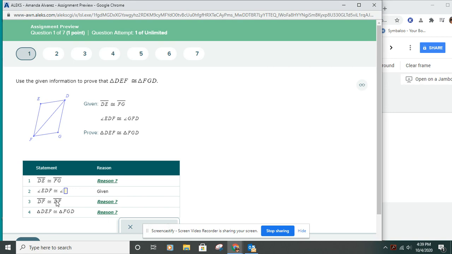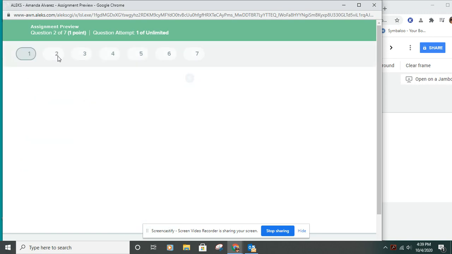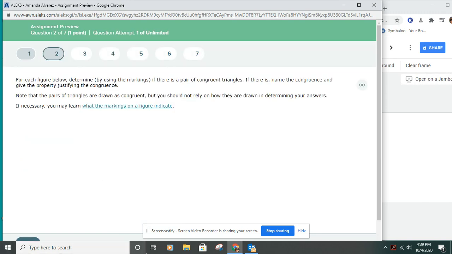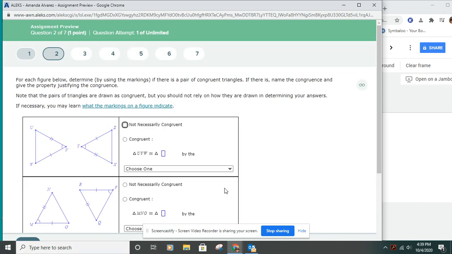Remember, when you have the same segment, DF is congruent to DF. It's reflexive property. You might get vertical angles or something different, okay? So I'm not going to show that one. But this one I've showed in other ALEKS help videos, so I hope you're getting the hang of this. We just need to keep practicing.